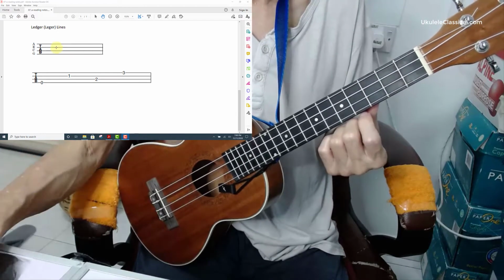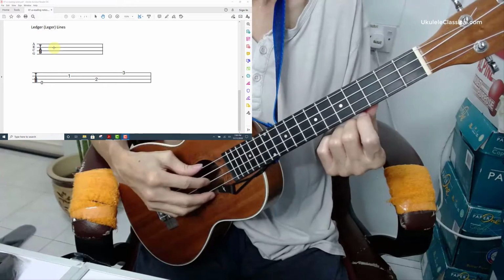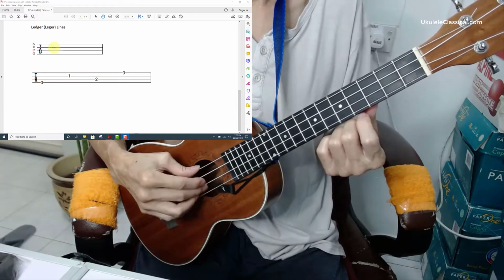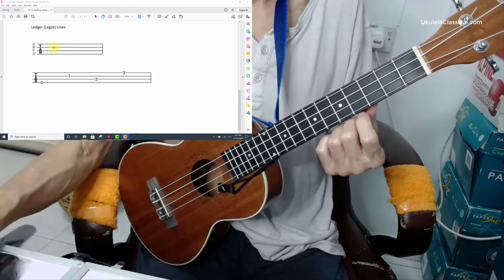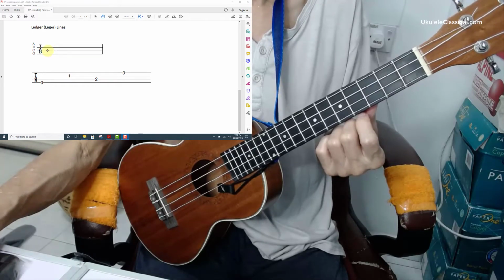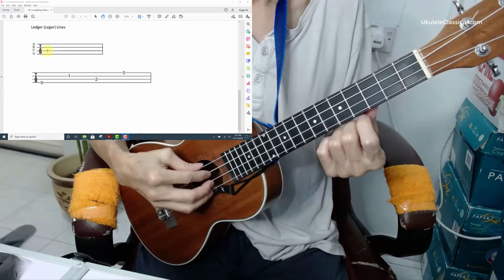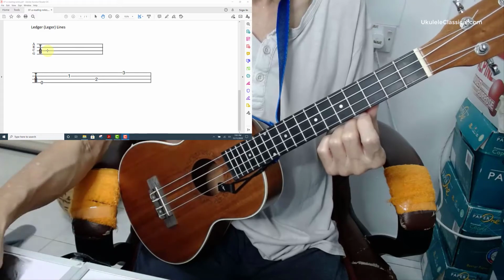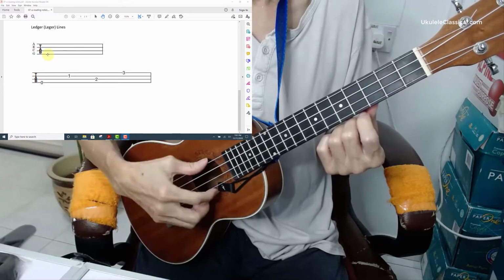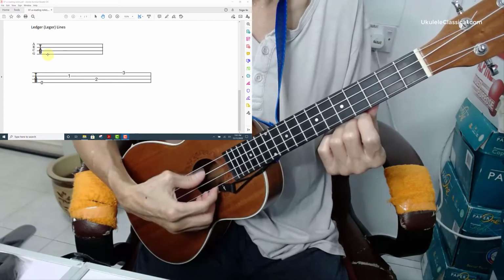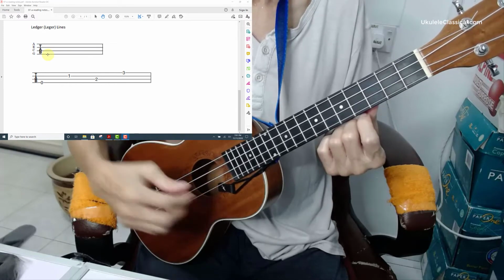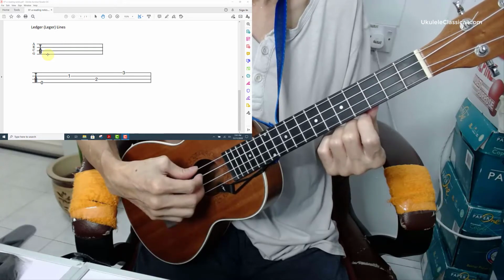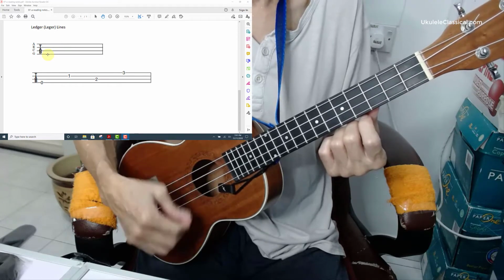Then the second string is this one, which is E. So we have A, we have E. First string, second string. Then the third line refers to the third string, which is C. And lastly, the fourth line refers to the fourth string, which is G. So we have A, E, C, G. First string, second string, third string, fourth string.